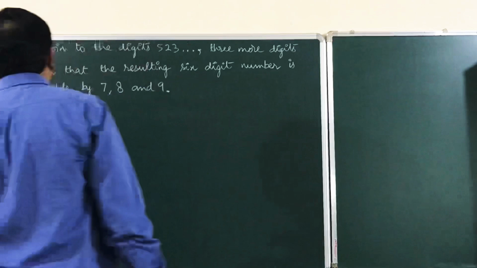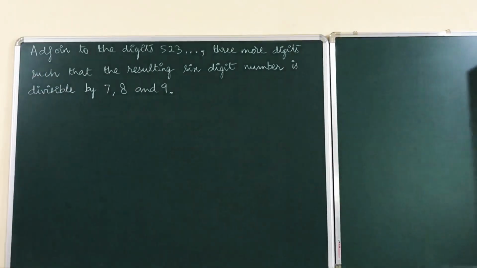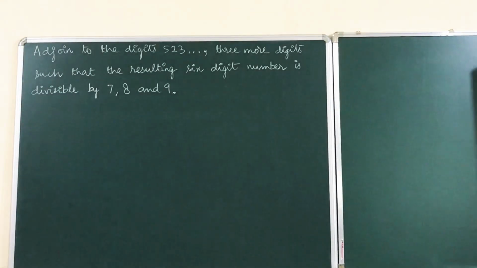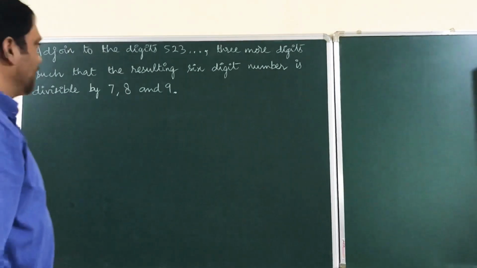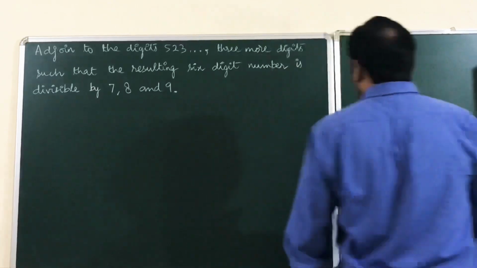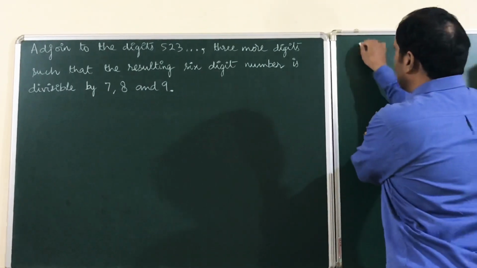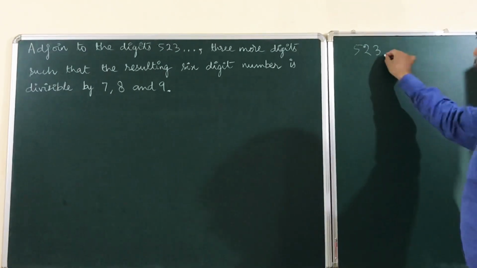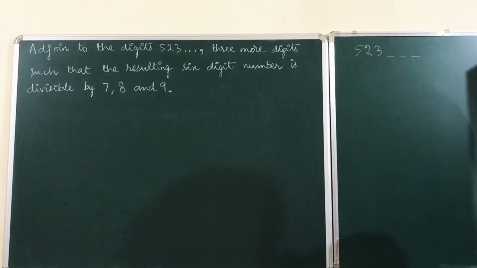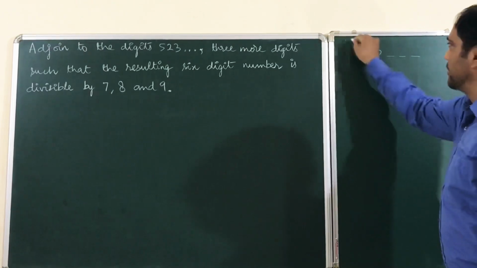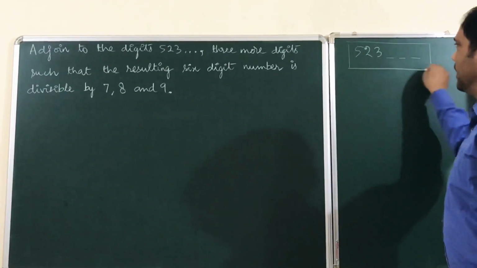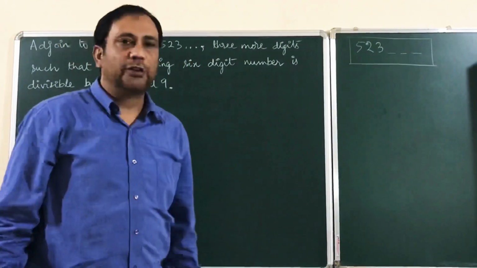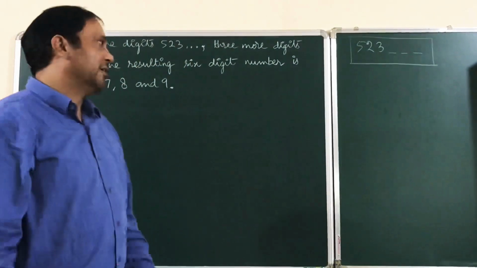So now the next problem is: adjoin to the digits 5, 2, 3, three more digits such that the resulting 6-digit number is divisible by 7, 8, 9. So here in this question, you have 523, and after that you have to add 3 more digits so that this number is divisible by 7, 8 and 9. So first what we will do, we'll find the LCM of 7, 8 and 9.